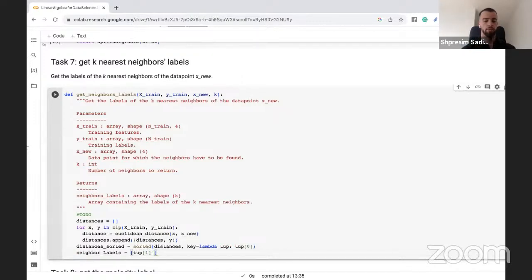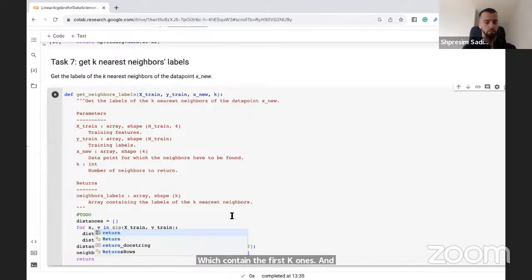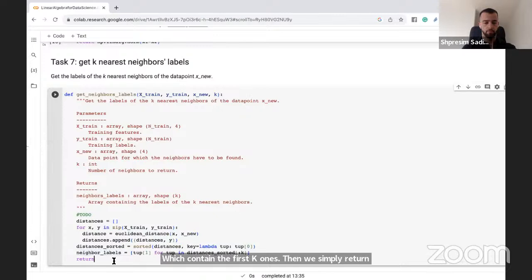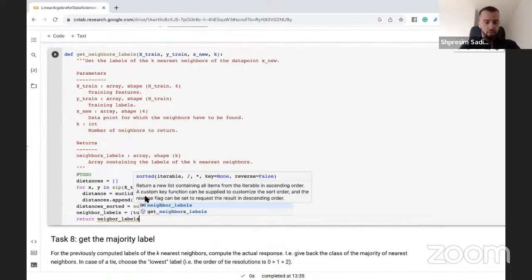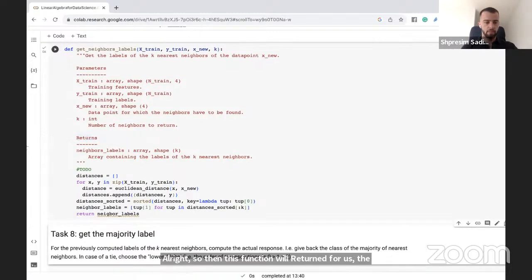So we want now the entry within this one, so the label, but only for elements of the tuple which contain the first k ones. And then we simply return this. All right, so then this function will return for us the k nearest neighbors and their labels.